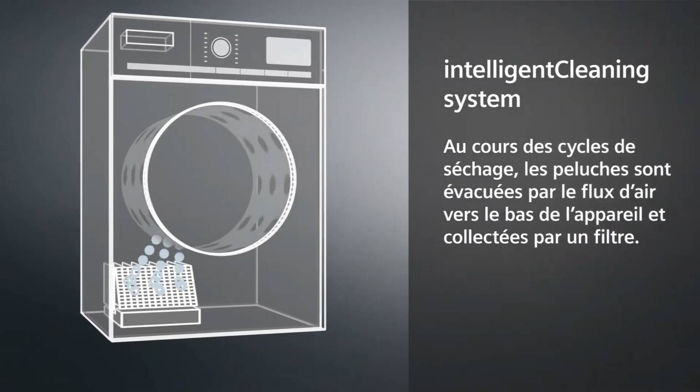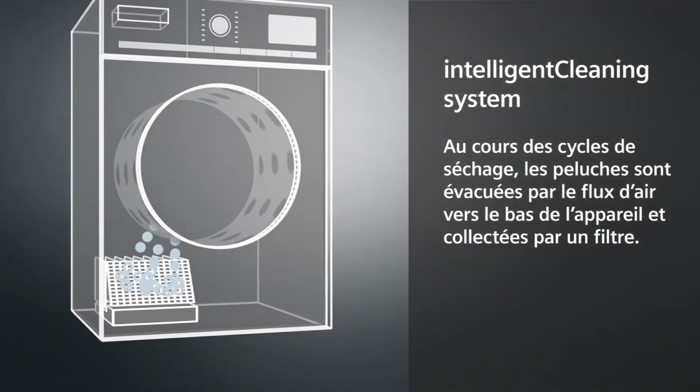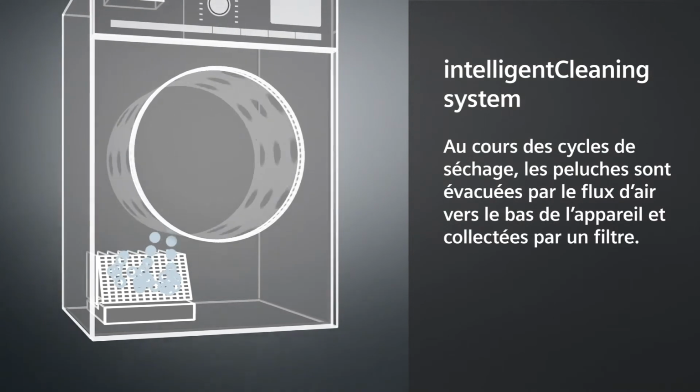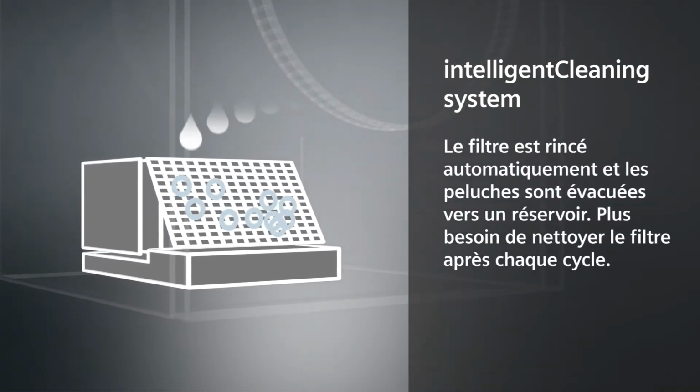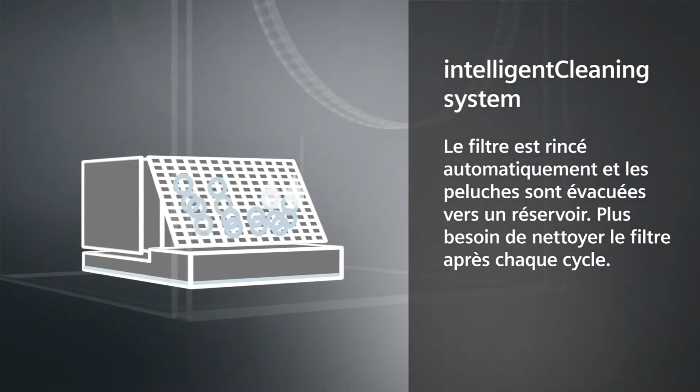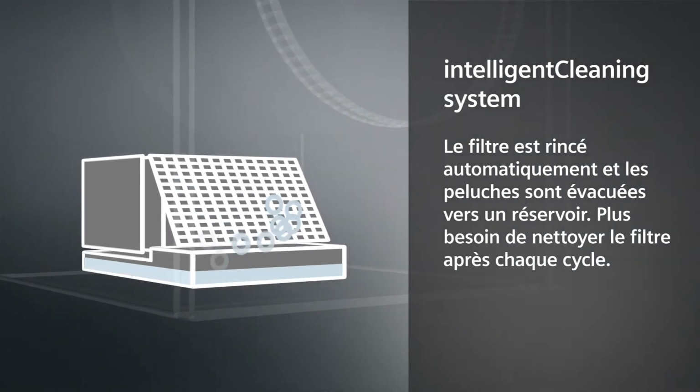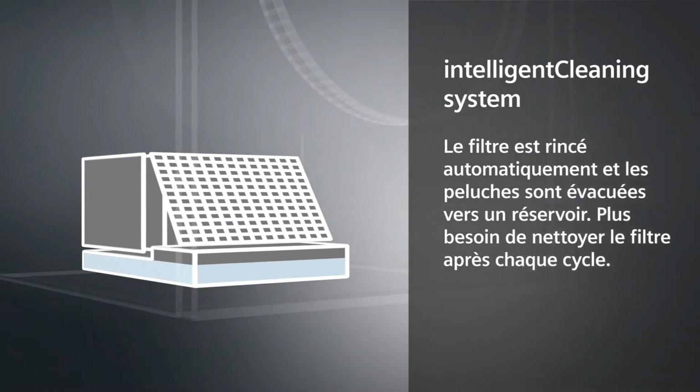With every drying cycle, fluff is being carried by airflow to the bottom of the appliance and caught by a strainer. It flushes the strainer automatically and stores the fluff into a fluff depot. No more need to clean a filter after every cycle.